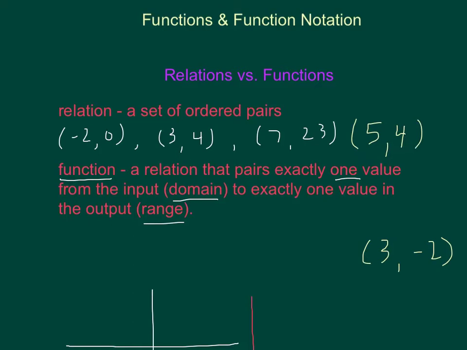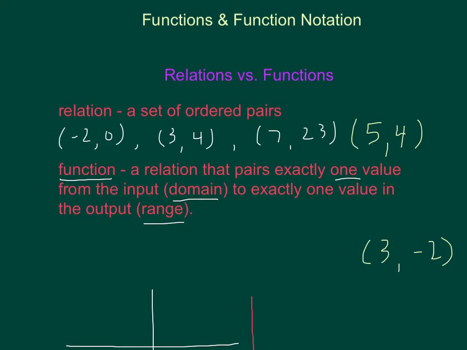Well, as I cruise along, I see -2 goes to 0, 3 goes to 4, 7 goes to 23, and 5 goes to 4. I went through quickly, really, because I just want to get over to this 5. 5 gets mapped to 4, and a lot of students say, well, 3 got mapped to 4, so this isn't a function. That's not the definition. The definition says that only one value in the input can go to exactly one output, meaning if 5 shows up again, it should only go to 4.